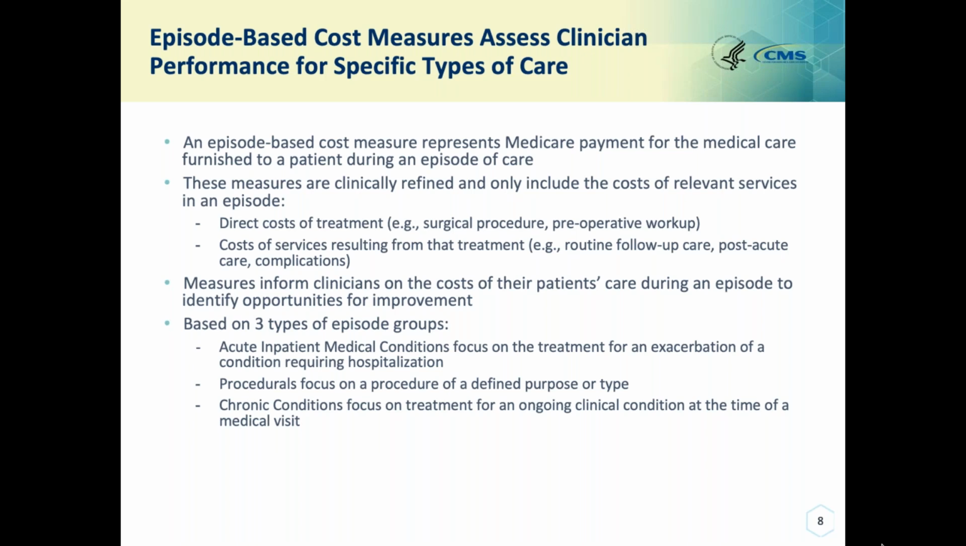Acute inpatient medical condition episode groups focus on the treatment for an exacerbation of a condition requiring hospitalization, such as hospitalizations for stroke or pneumonia. Procedural episode groups focus on a procedure of a defined purpose or type, such as spine fusion surgery or screening colonoscopy. Chronic condition episode groups focus on treatment for an ongoing clinical condition at the time of a medical visit. Next slide, please.